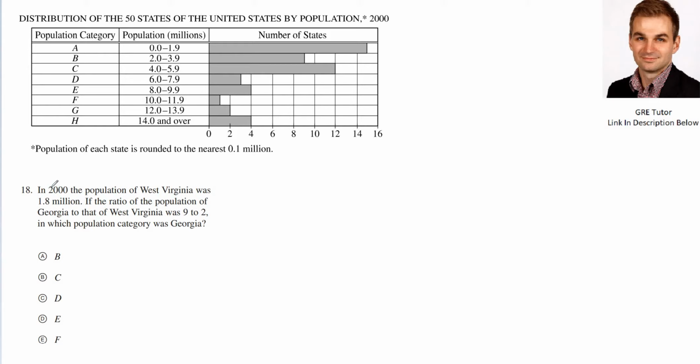Alright, so here's the question. It says, in 2000, the population of West Virginia was 1.8 million. Okay, so it gives you the number. If the ratio, okay, so you're doing a ratio problem. I like ratio problems. You have an equal sign, you have this, and you have this, and these two fractions are going to be in ratio. So in 2000, the population of West Virginia was 1.8 million. Okay, so you can put 1.8 million right up here.